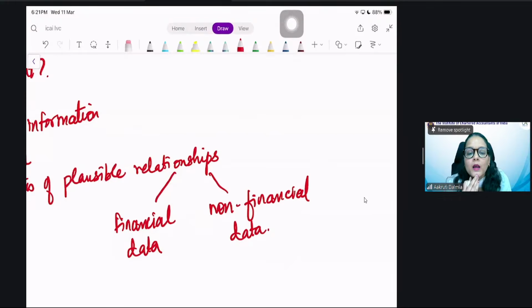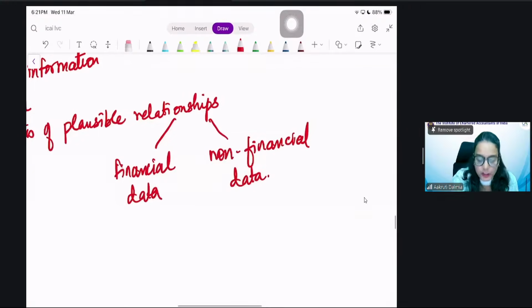Okay. Plausible means possible information. Plausible means a relationship that has some connection or relativity to it. That is plausible, possible. Okay. Where was I? Financial data. Someone asked this question. Plausible, you understood?